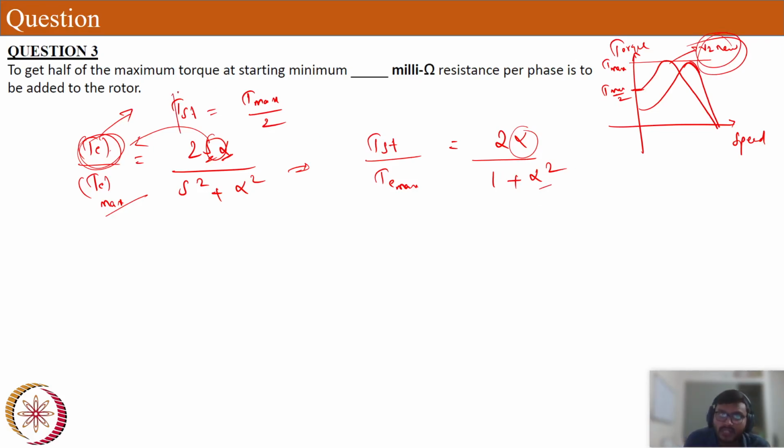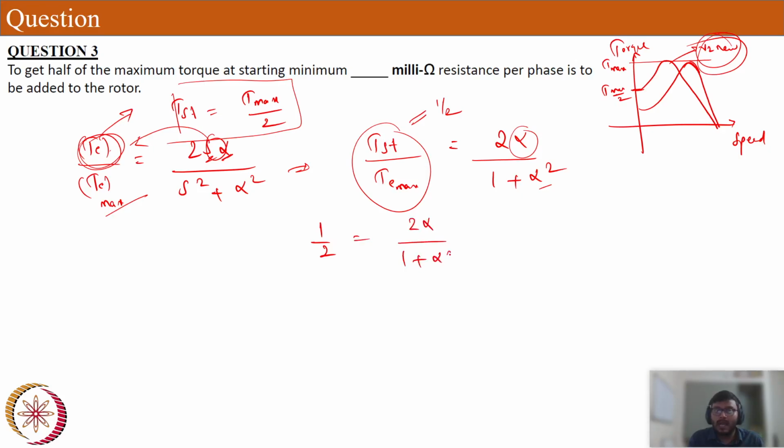Now from the question itself, it was given that T starting is half of the T maximum. Now what will be the value of this ratio? T starting by T max is equal to nothing but 1 by 2. Now 1 by 2 is equal to 2 alpha by 1 plus alpha square. Now here if you solve for alpha, you will get a quadratic equation: alpha square minus 4 alpha plus 1 is equal to 0. Can anyone solve the question for me? How much is the alpha in it?